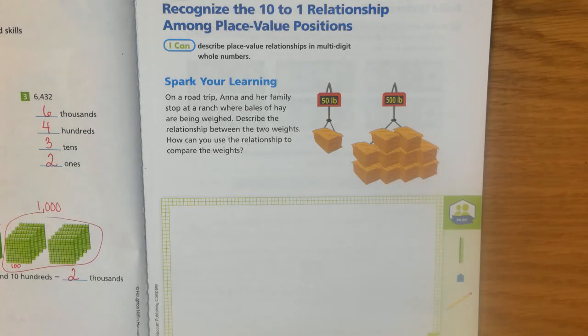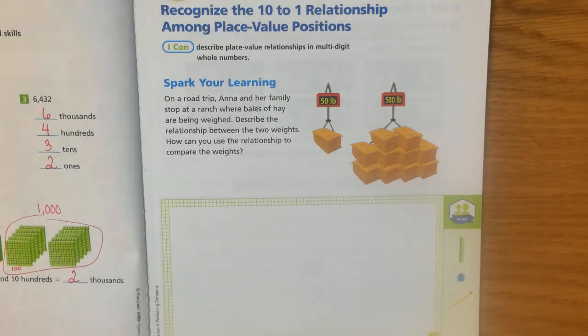That first video was all about getting your brain and your mind ready to go with this lesson. And now we're going to jump right into the first lesson. The first lesson talks about recognizing the 10-to-1 relationship among place value positions. I know you did this last year because I'm actually doing it with the fourth graders right now. Recognizing that as you go with the place values, you are increasing by 10 times as many as.